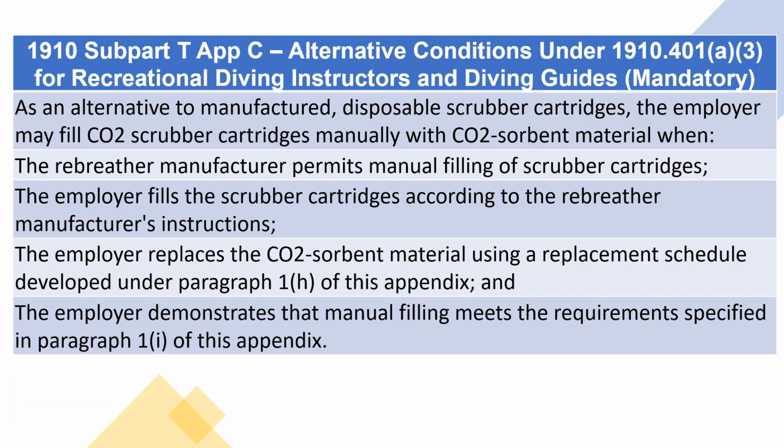As an alternative to manufactured, disposable scrubber cartridges, the employer may fill CO2 scrubber cartridges manually with CO2 sorbent material when the rebreather manufacturer permits manual filling of scrubber cartridges. The employer fills the scrubber cartridges according to the rebreather manufacturer's instructions, the employer replaces the CO2 sorbent material using a replacement schedule developed under paragraph (1)(H) of this appendix, and the employer demonstrates that manual filling meets the requirements specified in paragraph (1)(I) of this appendix.